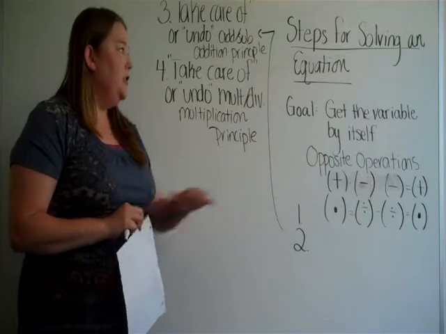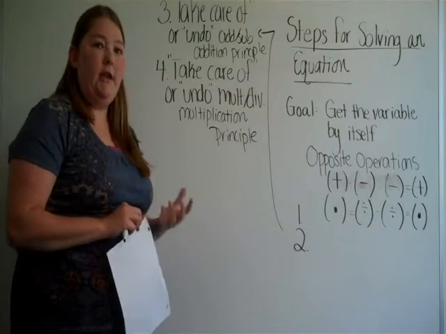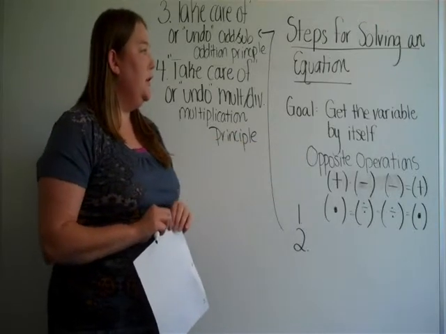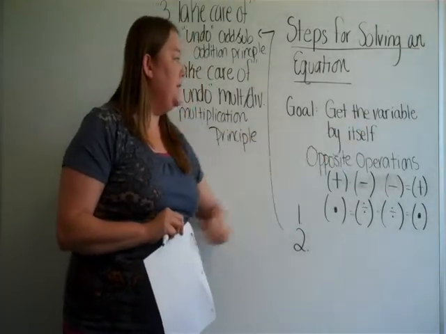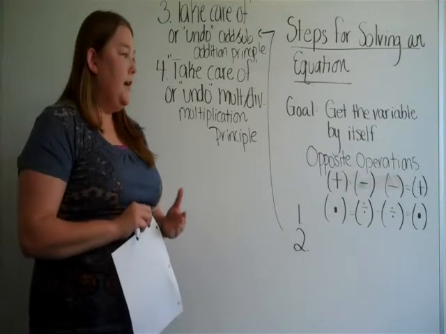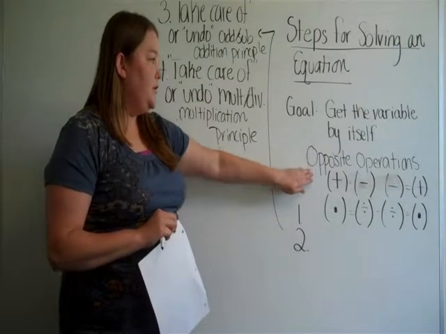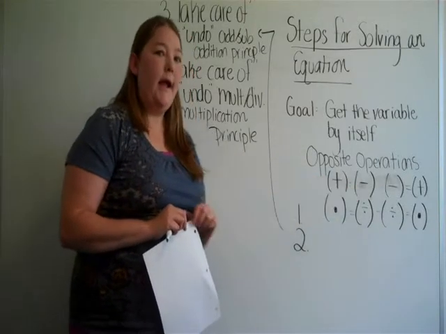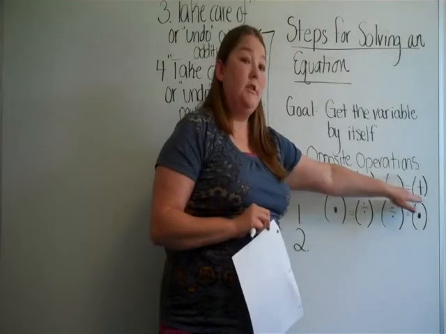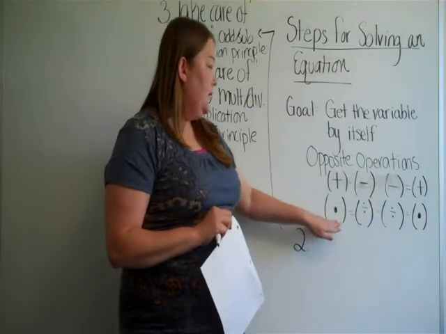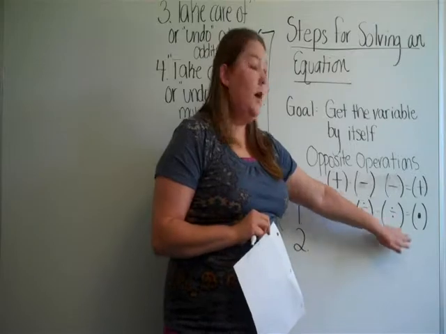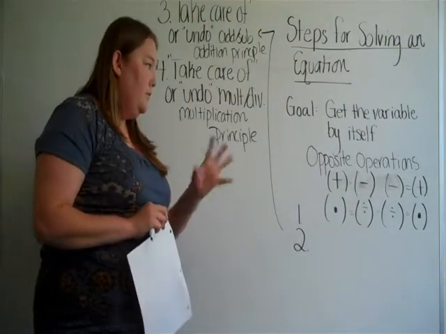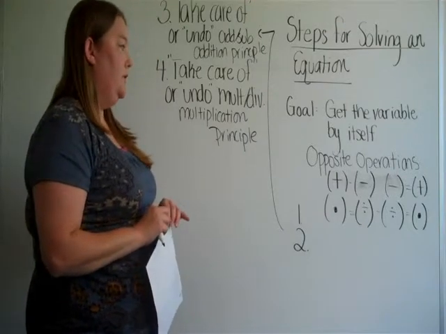I'd like to call your attention to these steps for solving an equation that I have put on the board already. I want to remind you that the goal of solving an equation is to get the variable by itself. And as a second reminder, the way we do this is through opposite operations. For example, the opposite of add is to subtract, the opposite of subtract is to add, and the opposite of multiply is to divide. The opposite of divide is to multiply, so those work forwards and backwards as opposites of each other.